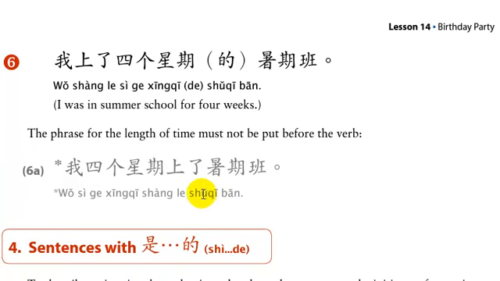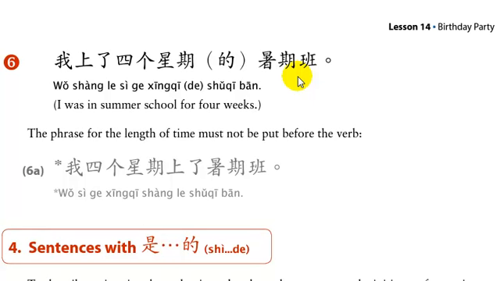And then here's the alternative for example 4 above. 我上了4个星期的暑期班. Right? I was in summer school for 4 weeks. I took 4 weeks summer school class. 我上了4个星期暑期班, and you can put the 的 in there if you want. 我上了4个星期的暑期班.